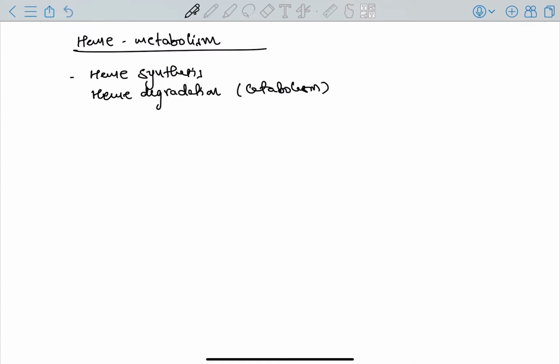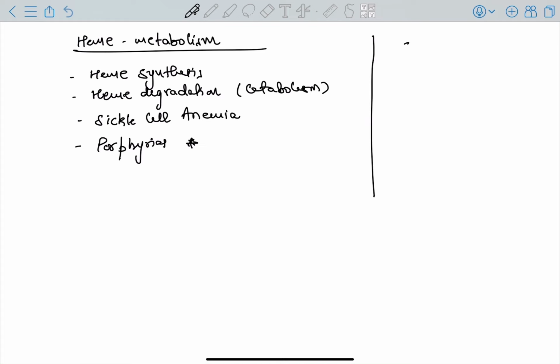Then we'll be studying sickle cell anemia, the disorder related to this, and the various porphyrias, a very important clinical topic. The clinical cases we'll be studying are sickle cell anemia, already discussed, and thalassemia, which is also related to hemoglobin in heme metabolism. Then the different types of porphyrias.